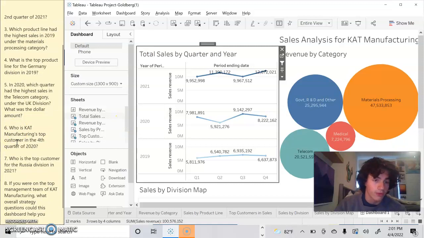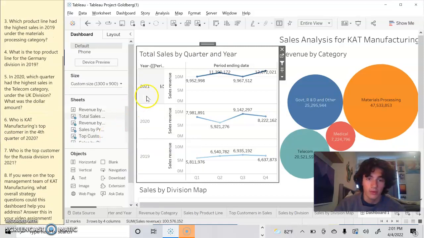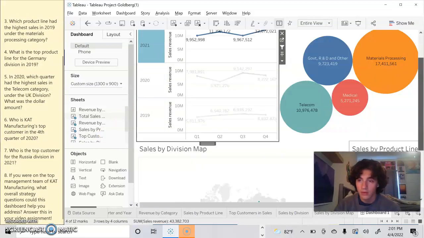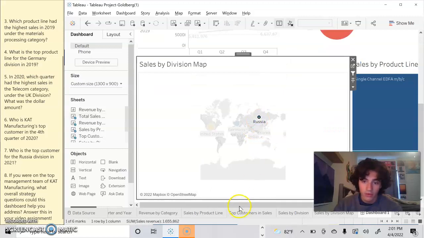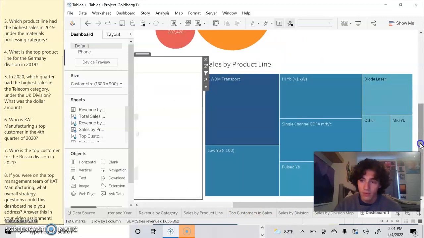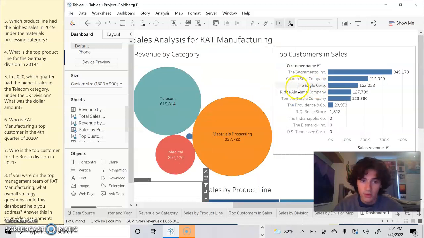Next, who's the top customer for the Russian division in 2021? So go down to 2021, go down and hit on Russia. And then, as we can see, the Sacramento Inc. is the leading company for that.